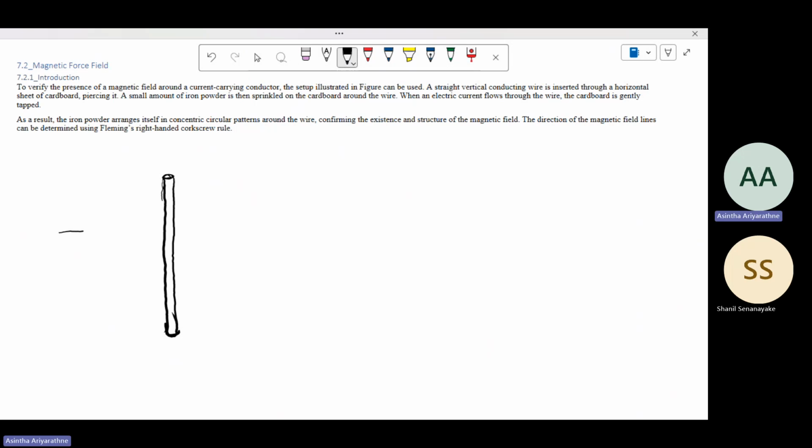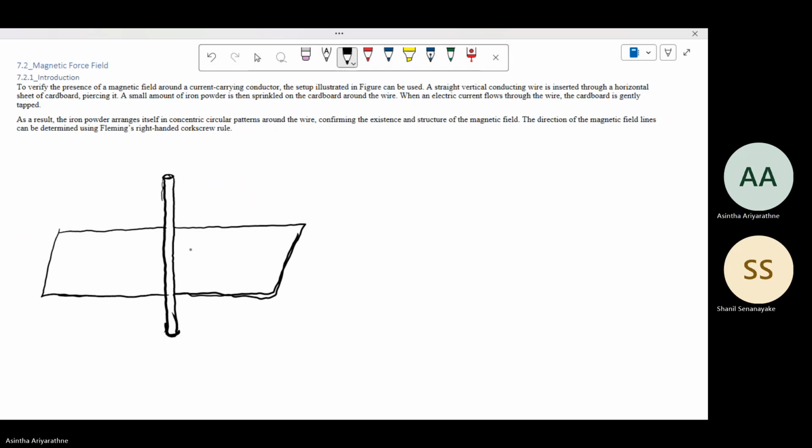And this is a small sheet, maybe a paper sheet. This current carrying conductor is inserted through this plane sheet.